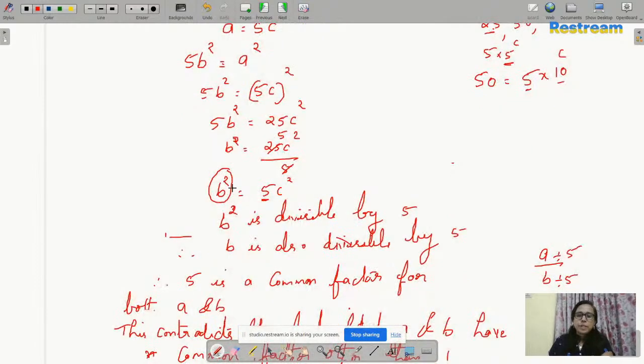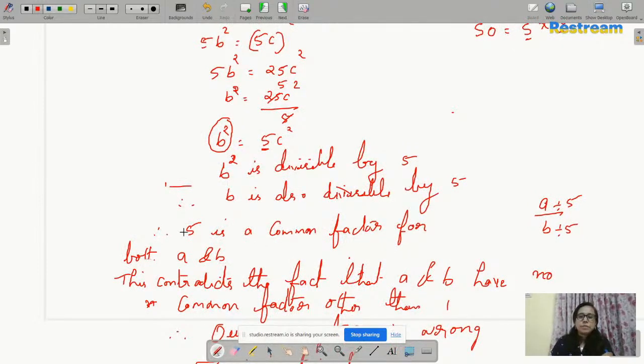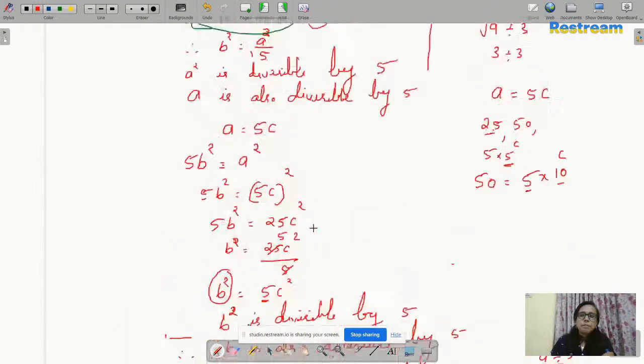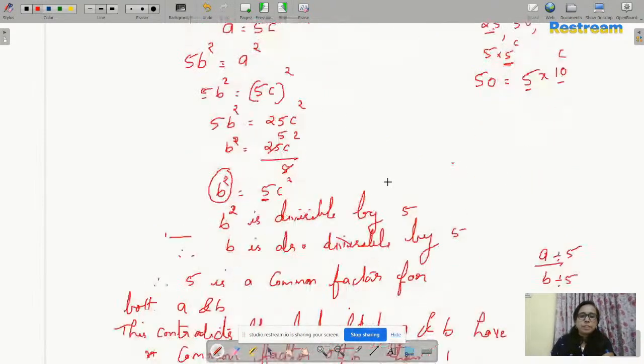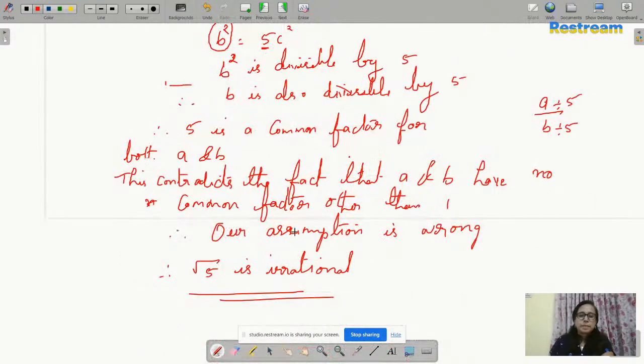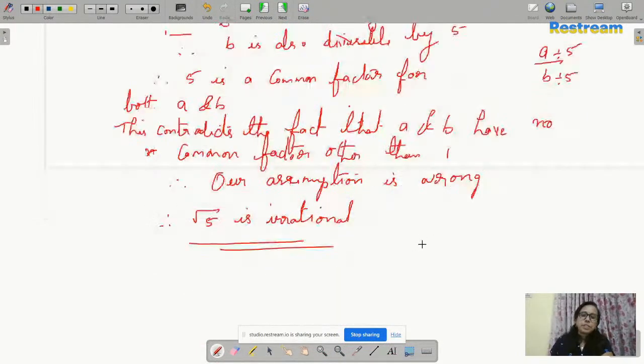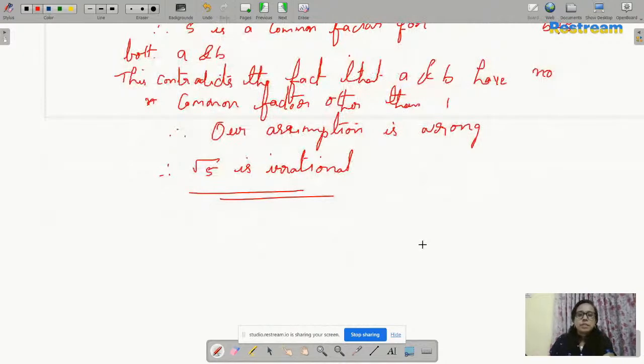So B square is equal to 5C square, which means B square is a multiple of 5, that means it is divisible by 5. B square is divisible by 5, so B is also divisible by 5. So 5 is a common factor for both A and B. A has 5 as a factor and B also has 5 as a factor, right? This contradicts the fact that A and B have no common factor other than 1. Therefore, our assumption is wrong. Root 5 is irrational. You got it?